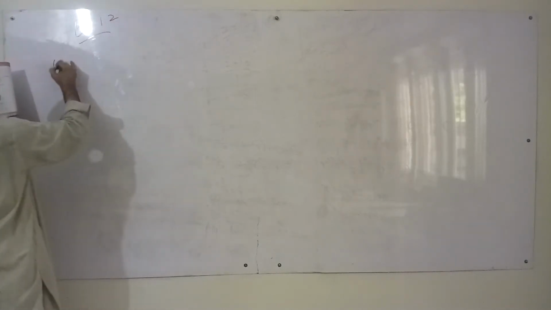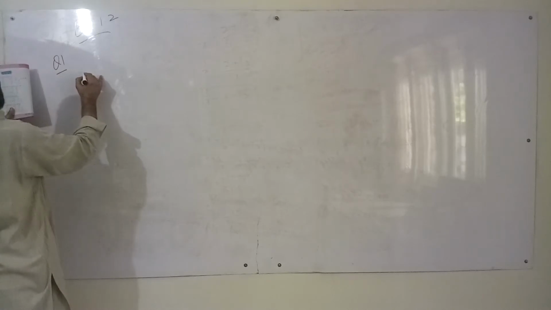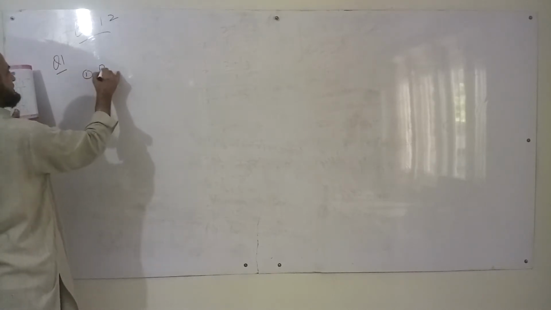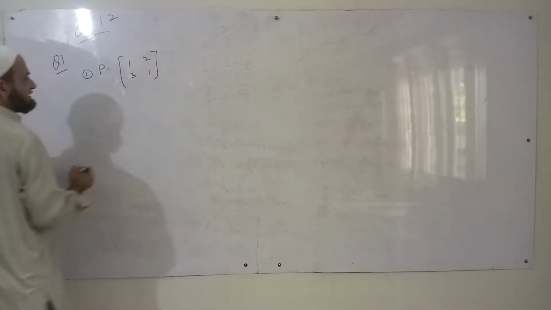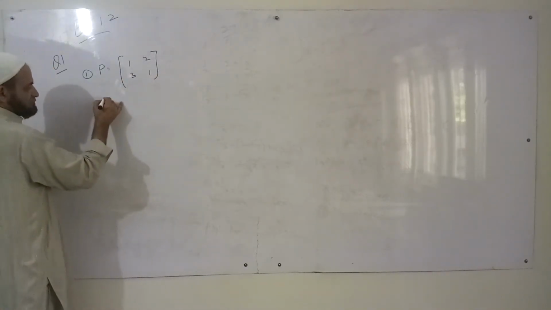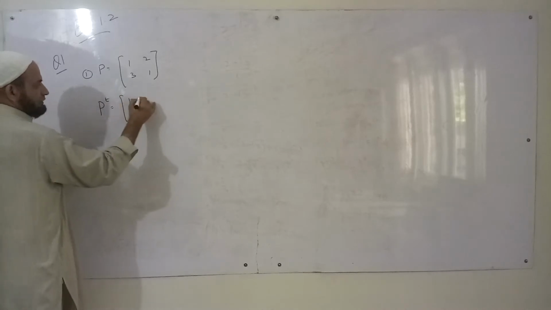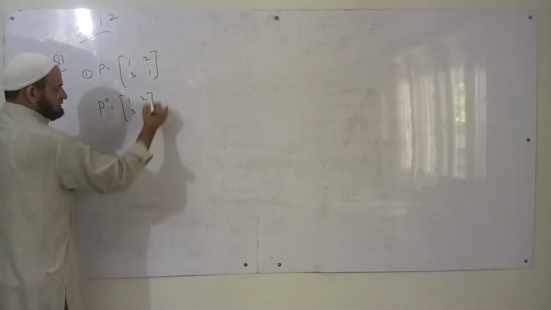Exercise 1.2, question number 1, part number 1. P is equal to 1, 2, 3 and 1. Find the transpose. We take P raised to power T, transpose. 1, 2, 3 and 1 transpose.